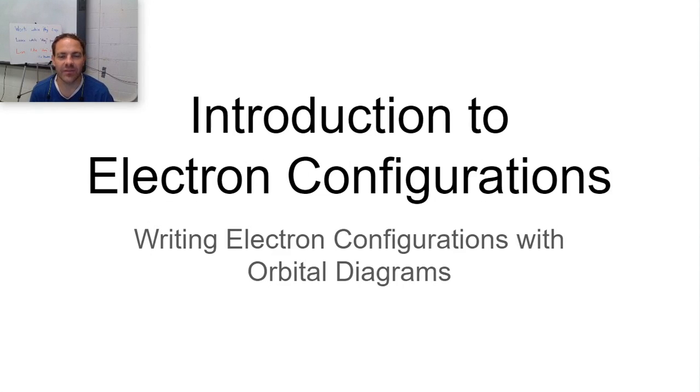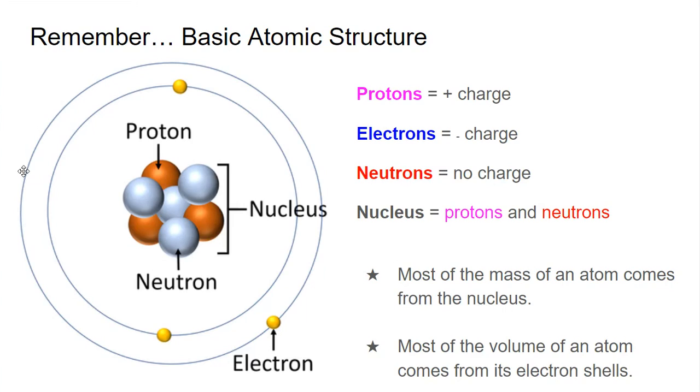This screencast or tutorial is about electron configurations, and this will be the first video of a series introducing you to what electron configurations are and how to draw them. In this video, we're going to focus on writing electron configurations using orbital diagrams. Now, before we get into this, I wanted to take just a moment to review basic atomic structure.